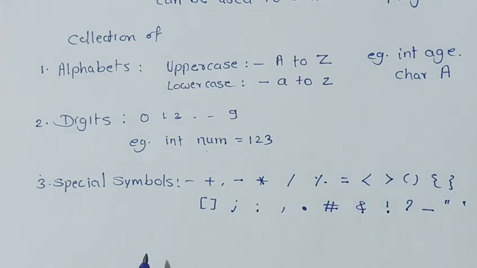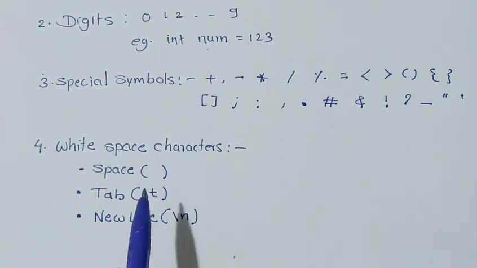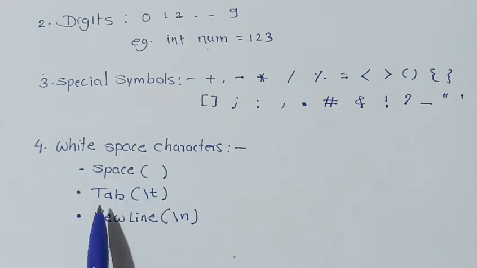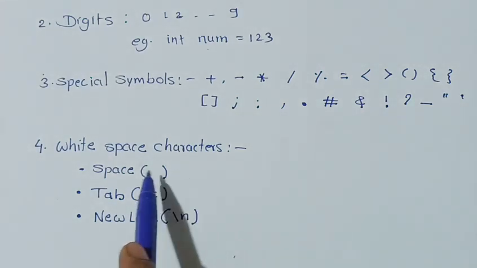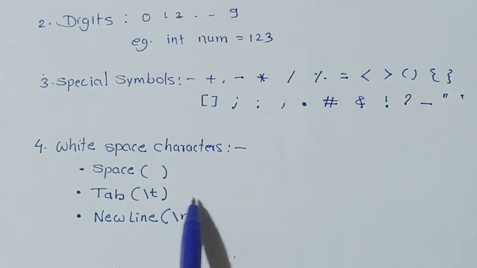Next are white space characters. White space characters means characters we can't see. Only the space you can see. So space is an empty space. Tab, slash t, means we are leaving a tab space, 4 to 5 spaces equal to 1 tab. So we see 4 to 5 spaces here.